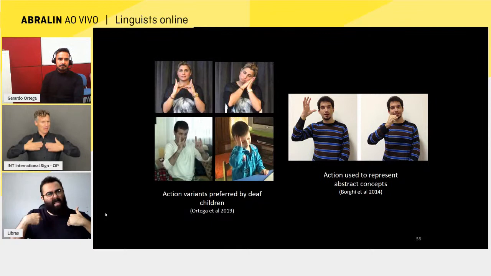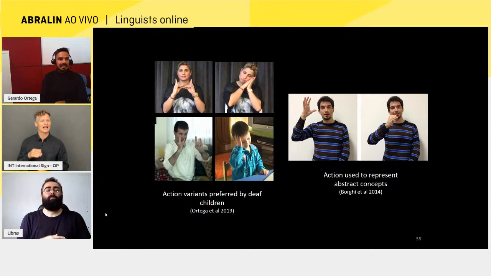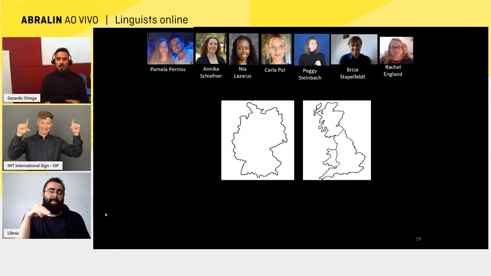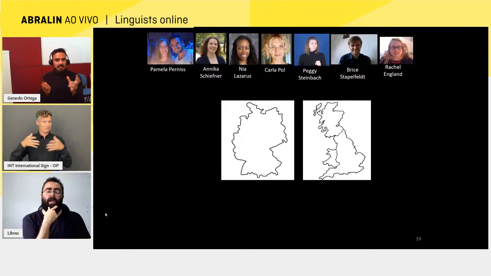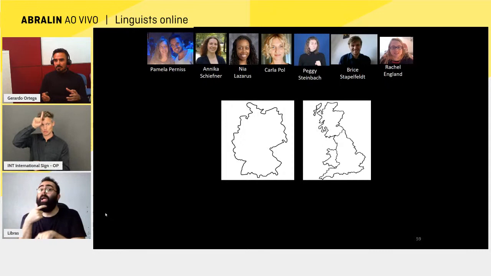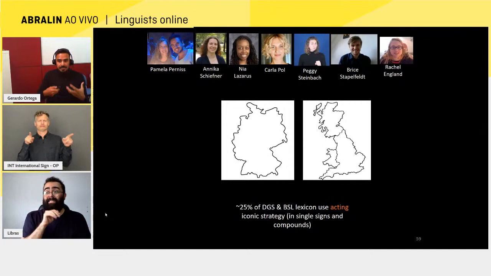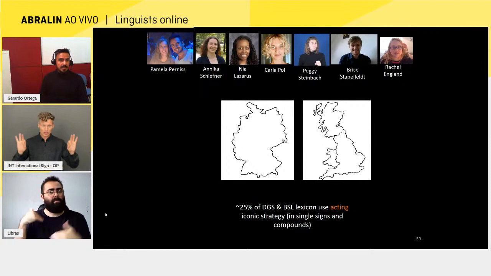And this is something that we are currently investigating right now. We have a collaborative work with this phenomenal team, with Pamela Perniss and our group in Cologne and here in the UK, where we're looking at all the different iconic strategies that are used in the lexicons of German Sign Language and British Sign Language. Some of our preliminary findings are that iconicity is really prevalent, but importantly, signs using the acting strategy, where the body represents the body, take up approximately 25% of the lexicon in the tasks that we have carried out so far, which is really substantial if we think about it. But these are preliminary results, and of course, more is to follow.